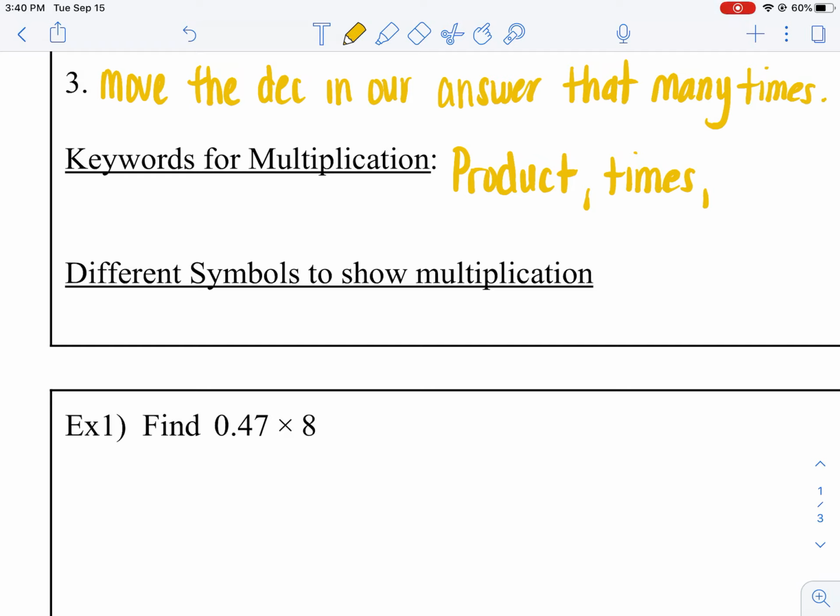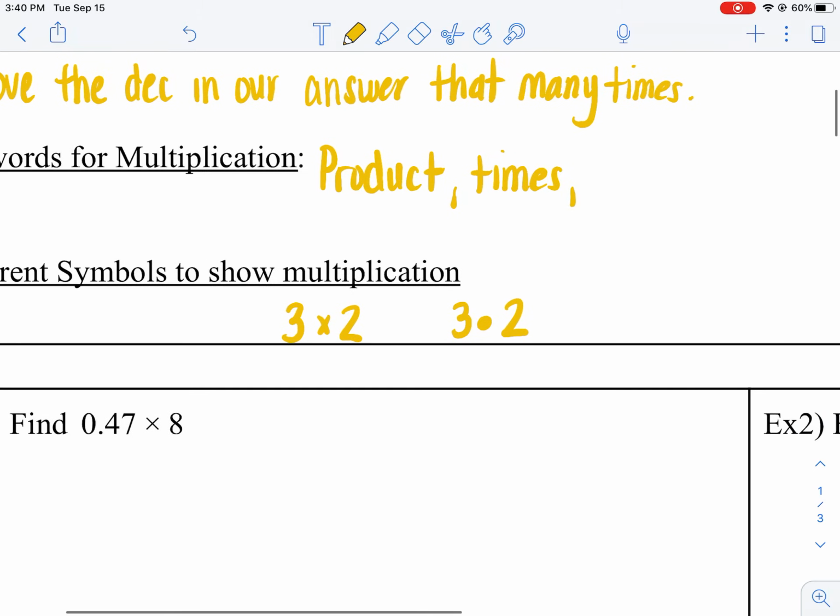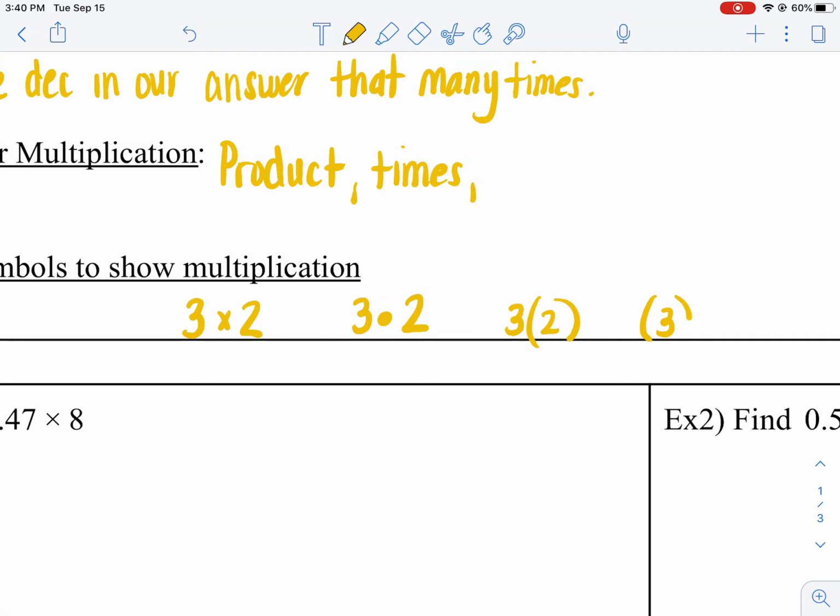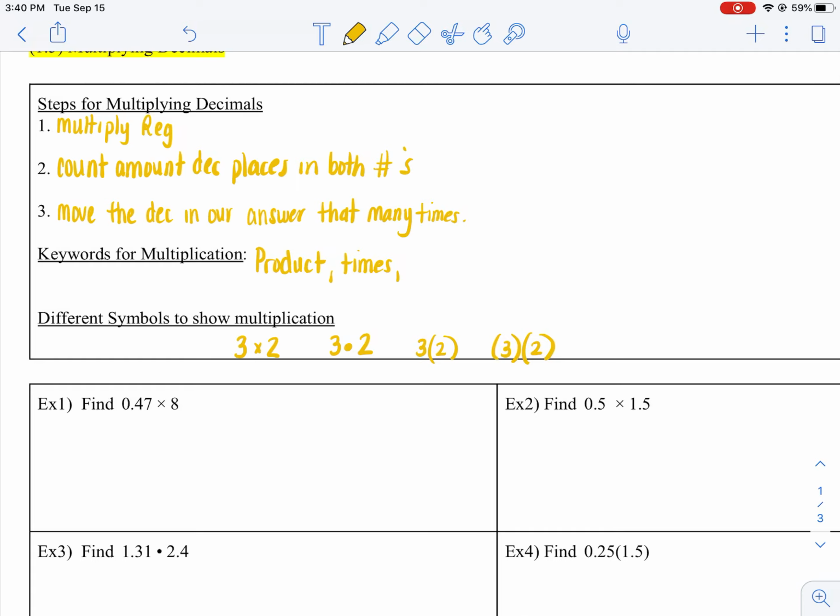One way is the tiny little x, so like 3 times 2, like that. You may also see it as a dot, so 3 times 2. And you also may see it as parentheses, so either just one thing in parentheses like that, 3 times 2. And you also may see it as 3 times 2. So I actually will use all of them interchangeably, just depending on what I'm doing. But you can use any one, and you'll see here that there's a bunch of different questions.